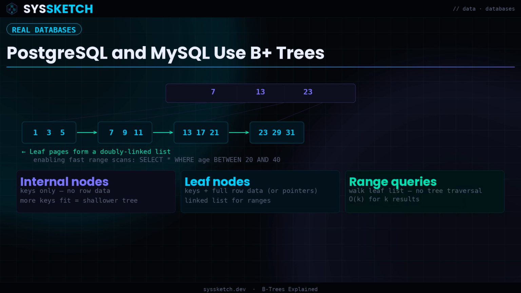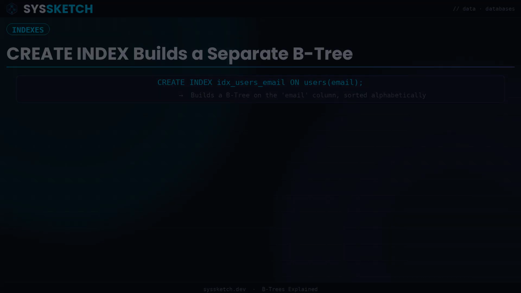Now when your query has a WHERE clause on that column, the planner can use the index to do a fast O(log n) lookup instead of a full scan. Without the index, every query on that column walks the entire heap. The index is essentially a pre-sorted copy of one column, maintained automatically by the database on every write.